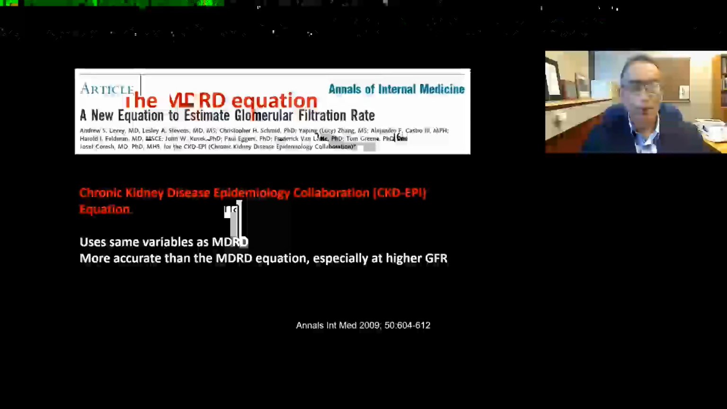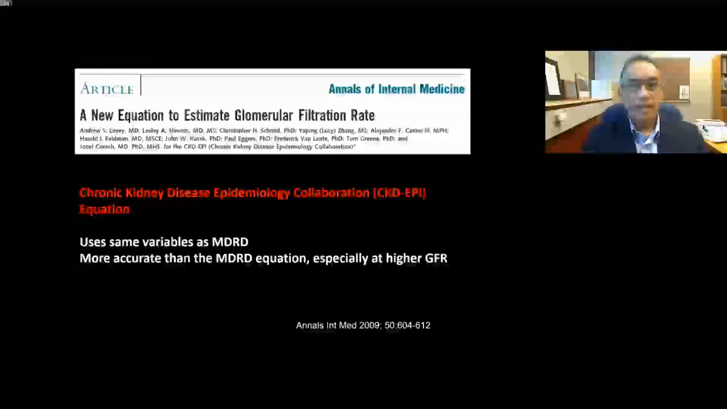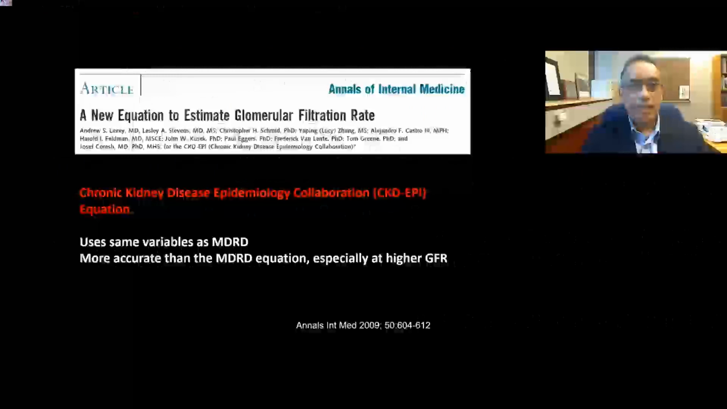Ten years later, the same team gave us the CKD-EPI equation. It uses the same variables as the MDRD equation, but is more accurate, especially at higher GFRs.